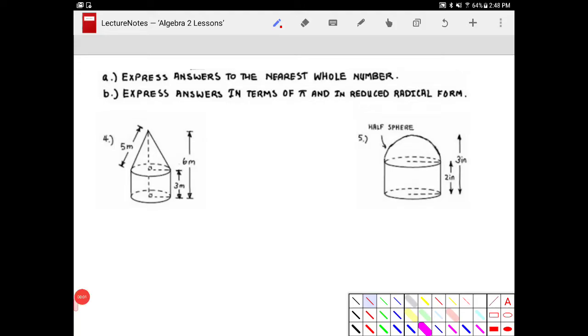Students, in this video I will be going through some exercises with you where I will be attempting to find the volume and surface area of these composite figures. And all answers must be expressed in terms of pi or reduced fractions.